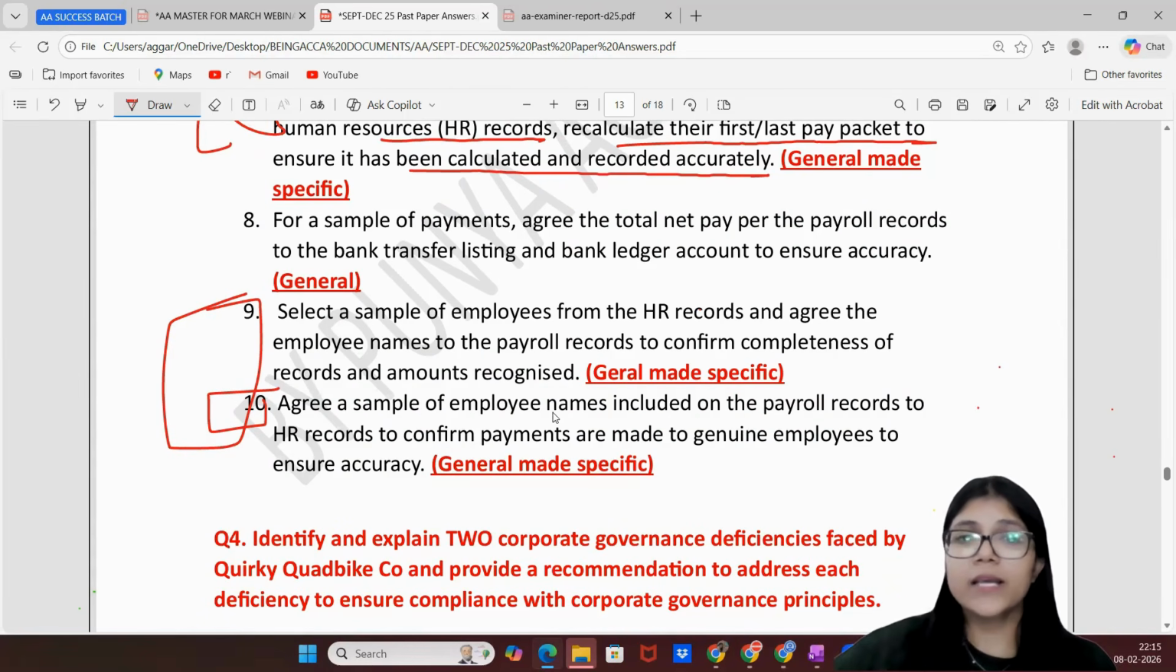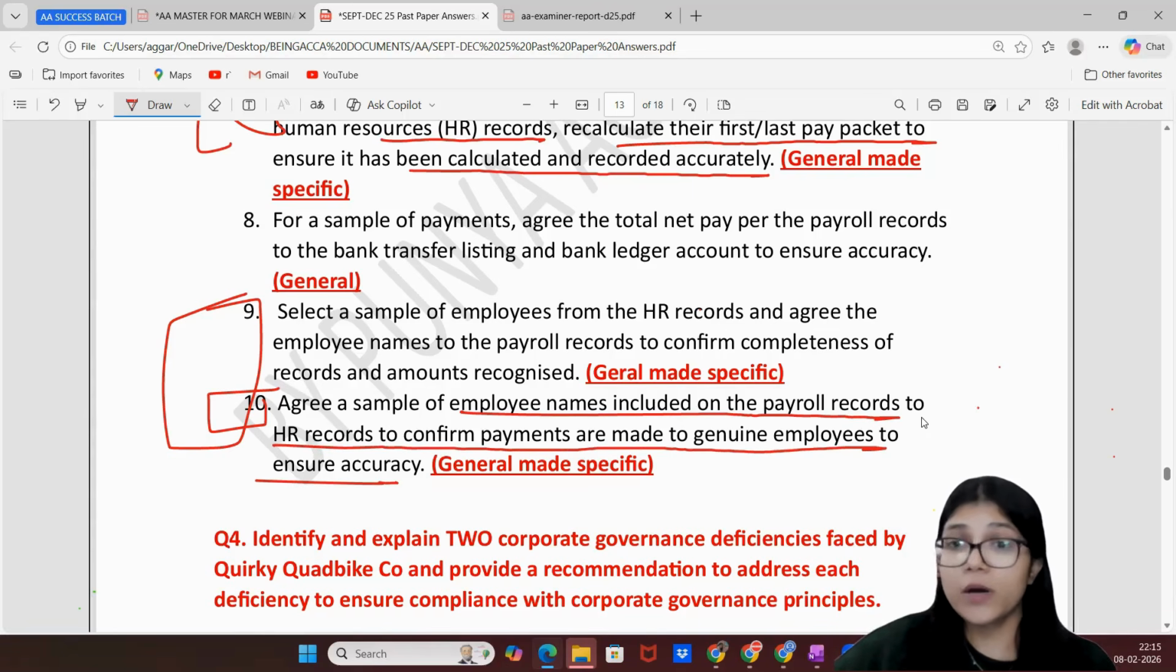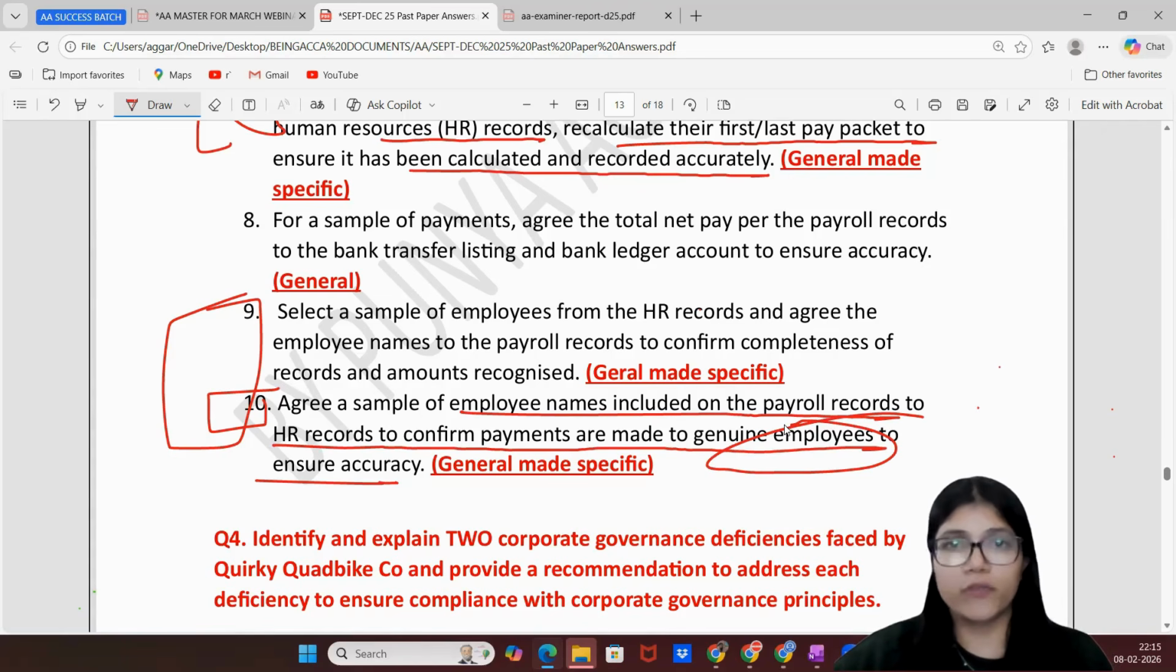If you see, agree a sample of employee names included in the payroll records to HR records to confirm payments are made to genuine employees to ensure accuracy. Because here, our deficiency was that probably they have fictitious employees, right? Because they're not completing the joiner form. So that is what I'm checking, that only genuine employees are getting the payment, to ensure the accuracy of the payments made to the genuine employees. That is, again, general made specific.